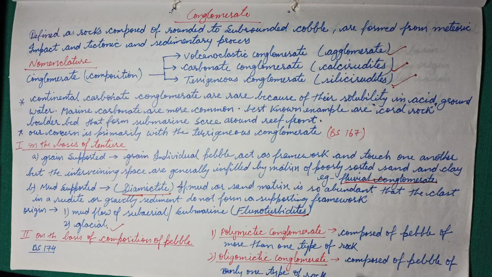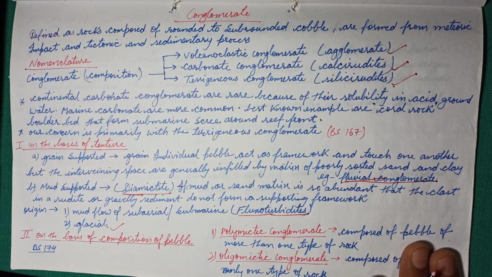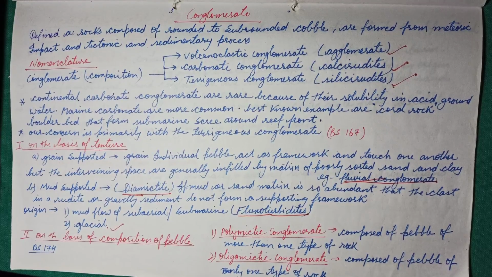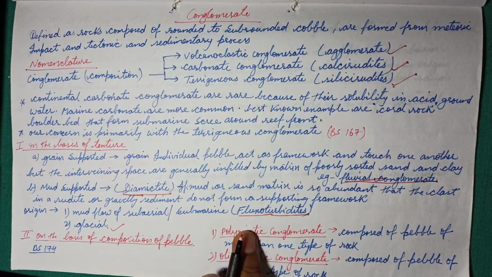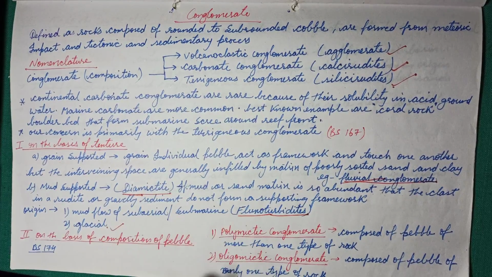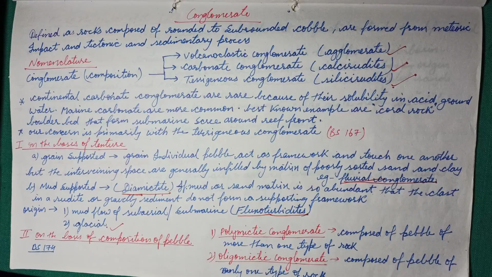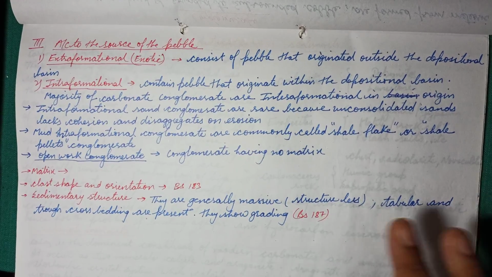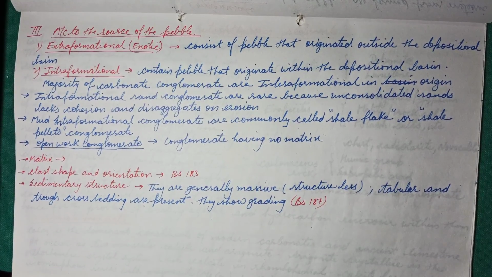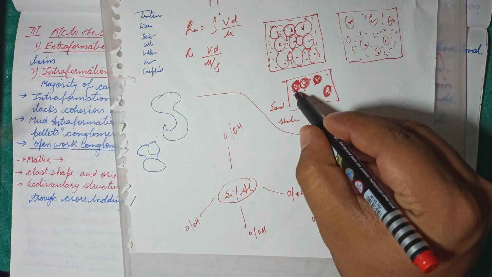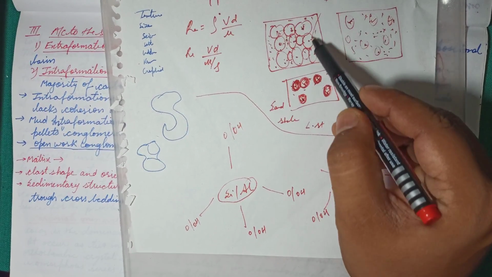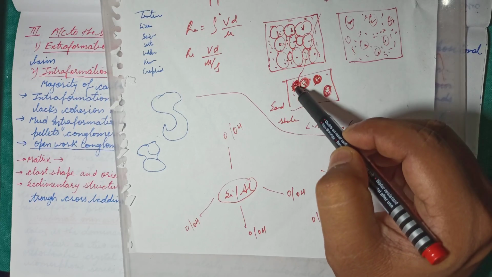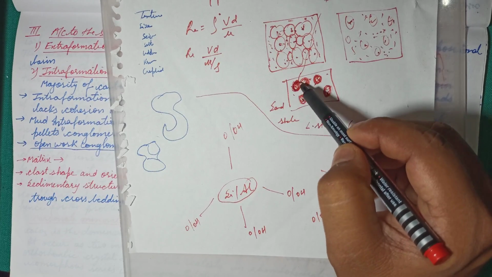Remember the terms. In this conglomerate topic you need to remember the terminology. What is polymictic, what is diamictite. Polymictic, diamictite, you may confuse between them because they sound similar. Oligomictic, polymictic, diamictite. So remember about this. The next one, now the source of pebbles, from where these pebbles have come. Are these pebbles transported from here, or do the pebbles and the conglomerate form itself here?